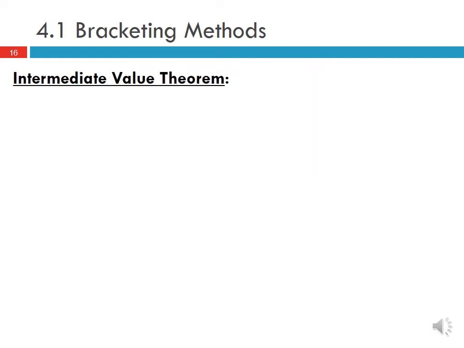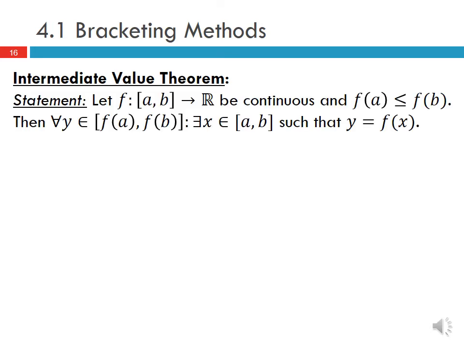So we can introduce the intermediate value theorem here to help us with developing these bracketing methods. The statement of the intermediate value theorem says that if we have a function on an interval from a to b, and it's continuous, and f of a is less than or equal to f of b, then for every value of y in this interval, f of a to f of b, there exists some value of x on the interval from a to b such that y is equal to f of x. And the same applies if f of b is less than or equal to f of a.